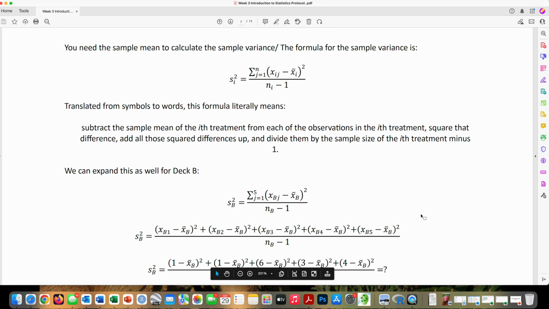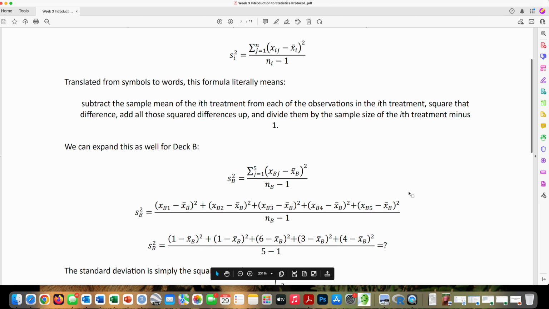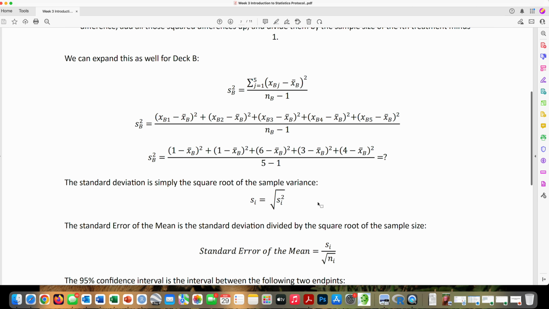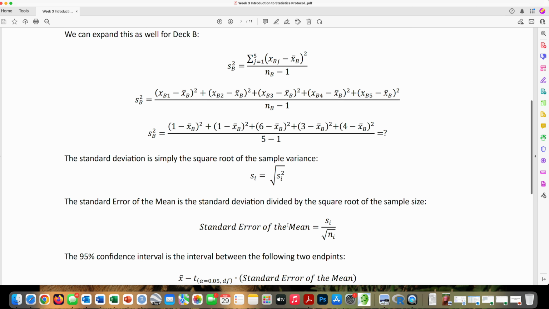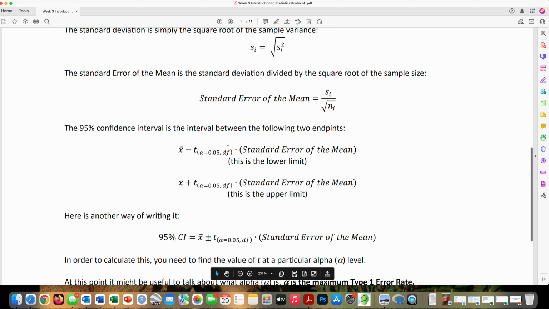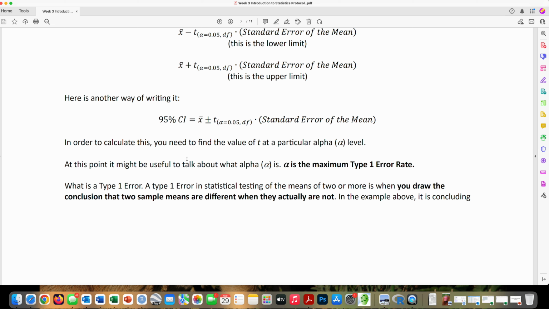Then the next thing that they need to do is calculate sample variance. Here is the formula. Here's a verbal description of that formula, and then here's an example of that worked out, once again, for the deck B data. Then the sample variance, standard error of the mean, and then we go through this discussion of how to calculate the confidence interval itself.